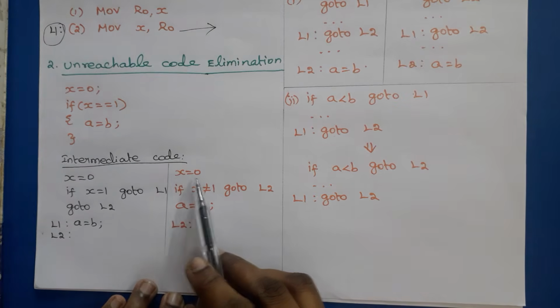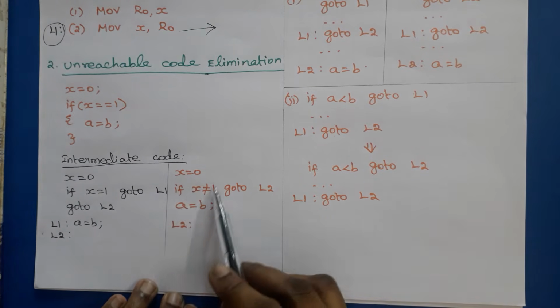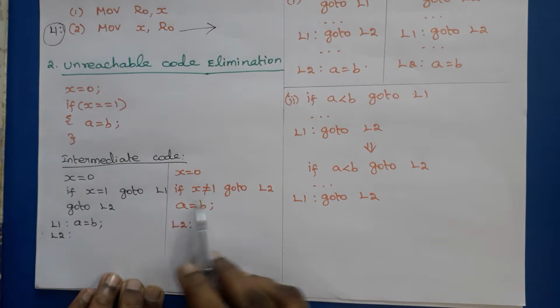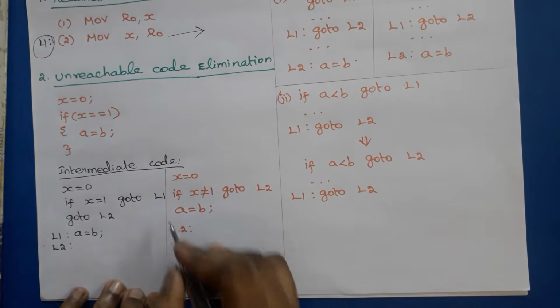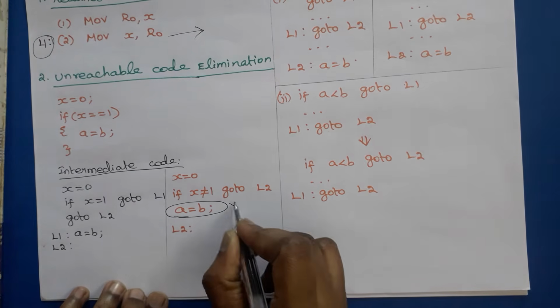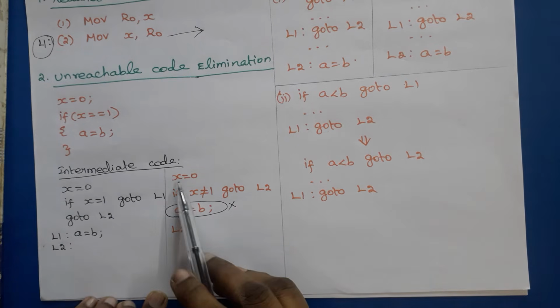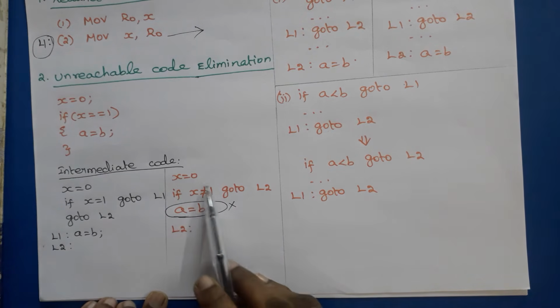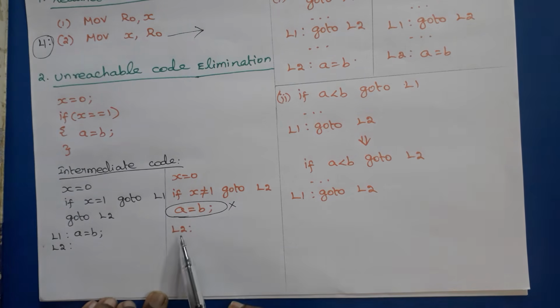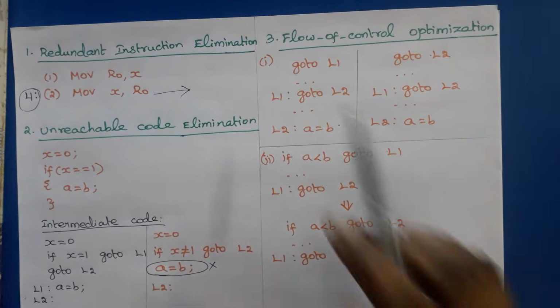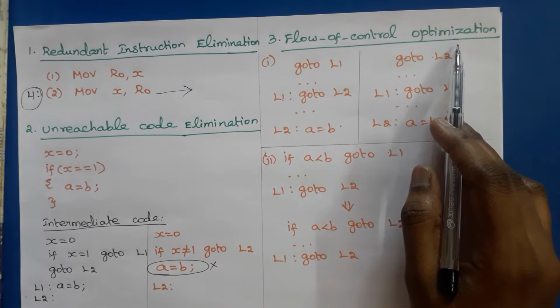So here what will happen? x is always 0. So this condition becomes true. So a jump to L2 is performed always. So this statement a equals b is unreachable code. So we can safely remove this statement from the intermediate code representation. Okay, so here since x is equal to 0, this condition is always true. So the jump to L2 is always performed. So this is the unreachable code. This type of unreachable code can also be removed with the help of peephole optimization. Then the third technique is flow of control optimization.